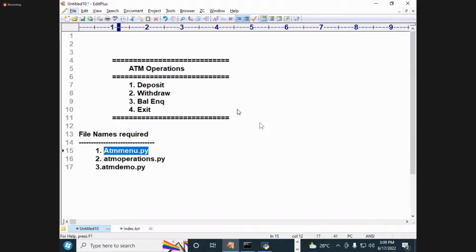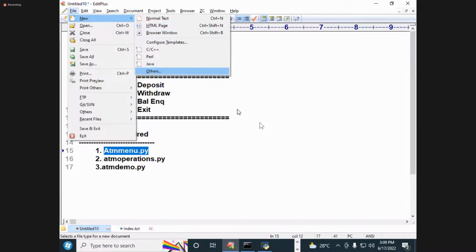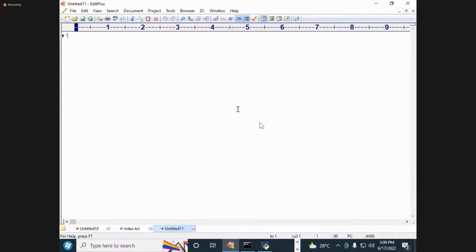Now I'm taking others and saying Python. See students, now I'm taking ATM menu dot py. Quickly I will write it. def menu. So I need to write this menu. What I'm doing there, I write something like this, 50. Now I'm writing print, ATM operations. Inside of it, I'm writing backslash t.